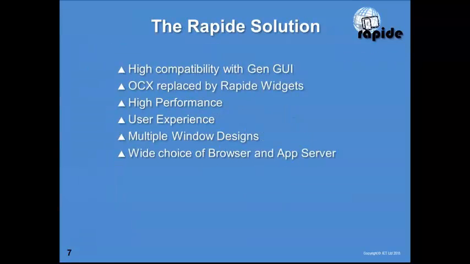The areas I'm going to cover are firstly the compatibility with Gen GUI, secondly the replacement of OCXs, thirdly we'll have a discussion on performance, then on the user experience, on multiple window designs, and finally we won't have a separate discussion on it, but a key aspect of Rapide is it's been designed to provide you with maximum choice in the browser technologies that you use and also the app server technology. So you're not limited to one or two browsers or one or two app servers. Basically we'll support any modern browser with JavaScript and just about any JEE compliant application server as well.